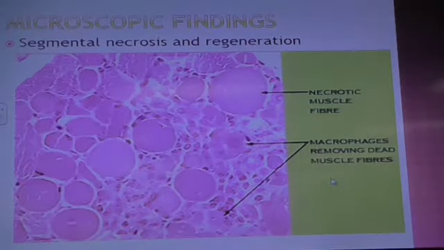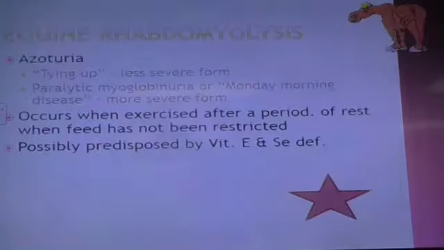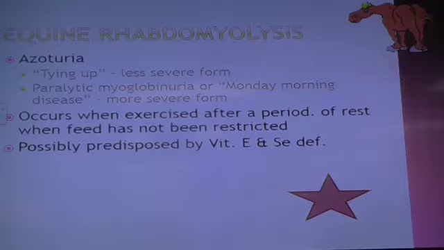And we already talked about the changes you see with muscle necrosis and regeneration. All right, any questions about white muscle disease? That's kind of one that you always have in your back pocket as something you just remember. The next disease is equine rhabdomyolysis. As Christina said, it's also known as Monday morning disease, tying up disease. The more severe forms are Monday morning or paralytic myoglobinuria.